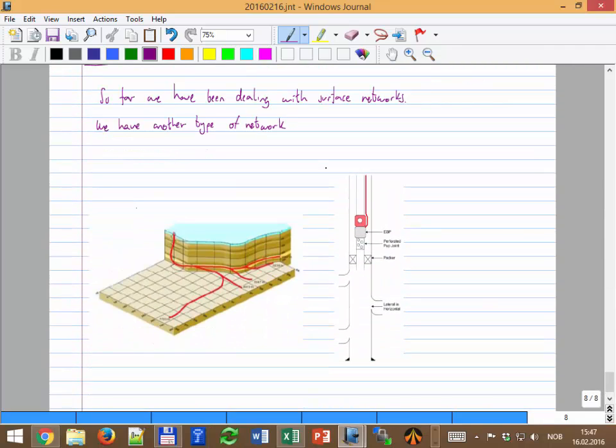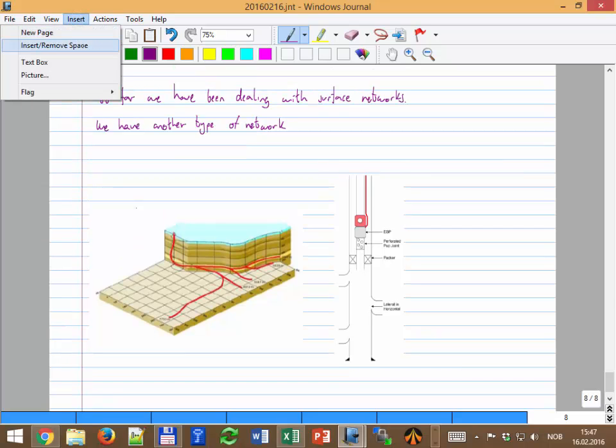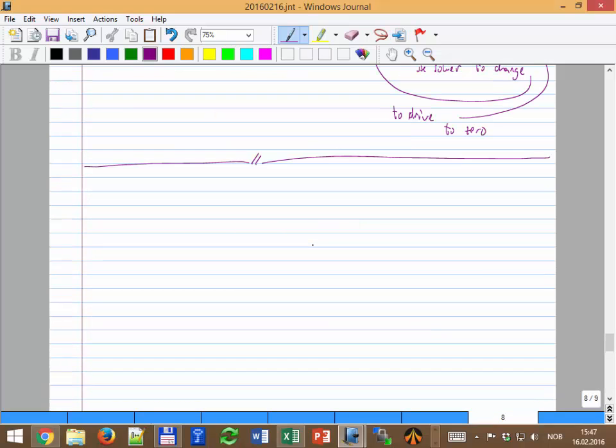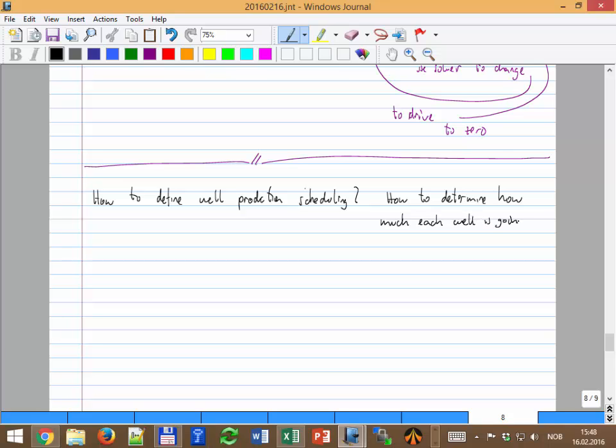Okay, now I remember what I wanted to say, a very important comment. I want to make a short comment about how to define well production scheduling. That means how to determine how much each well is going to produce. If we are in a design phase of a field, how do we define that we want to produce so many barrels from this well, so many barrels from this well? How do you find out this number?